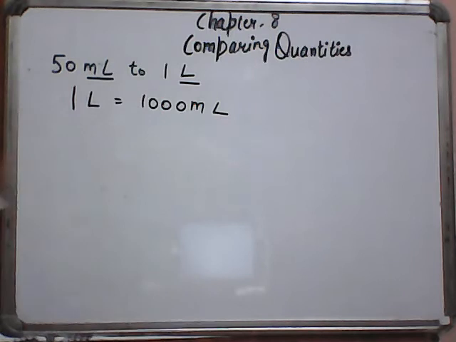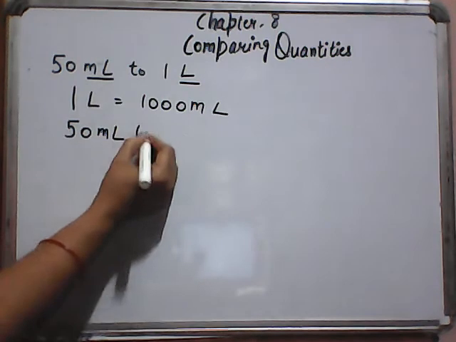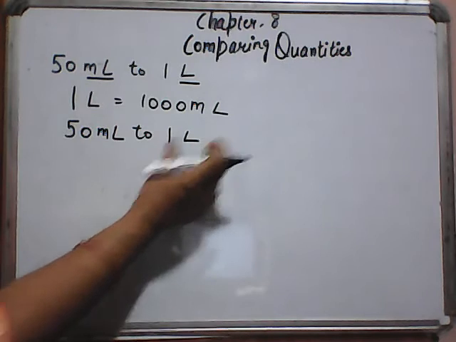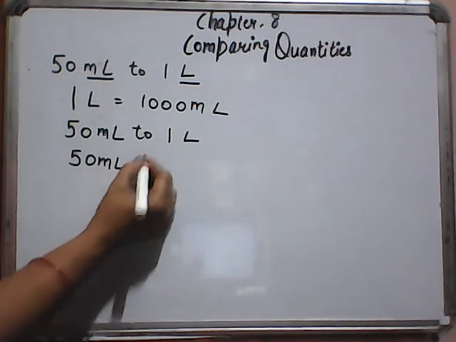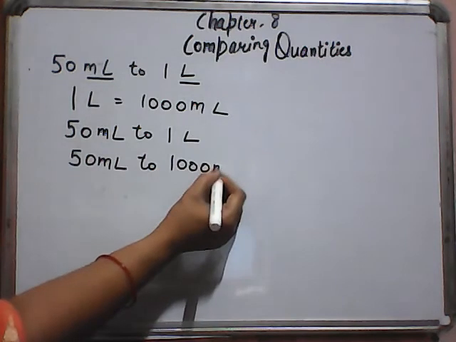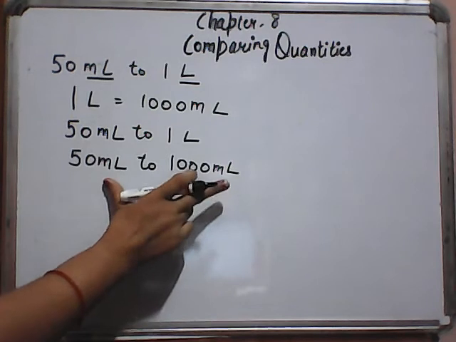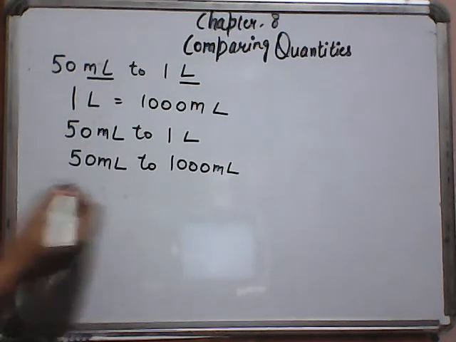So, we can write it in this way, 50 milliliter to 1 liter. Here we can convert liter to milliliter. So, we can write 50 milliliter to 1 liter, which is equal to 1000 milliliter. Now, here both these quantities are of the same kind, milliliter and milliliter. So, we can express it in the form of a ratio.